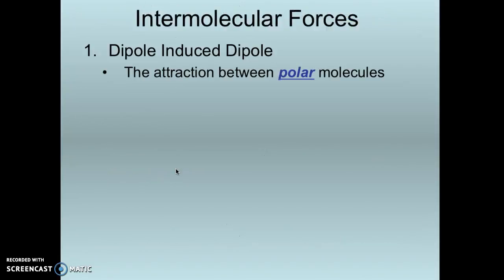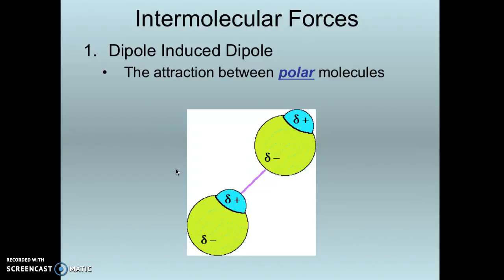So dipole-induced dipole is the first one. It is the attraction between polar molecules. When you have a polar molecule, one side has a high electronegativity difference, and that's what this yellow one would be, and that's why it has a partial negative charge. It is pulling the electrons towards itself more, so the other side of the molecule is going to have a partial positive charge. When you have a bunch of these molecules near each other, the partial positives are going to be attracted to the partial negatives. And that is an attraction. It is not a full bond by any means, but it is an attraction, and that is the type of thing that has to be broken for these molecules to boil.